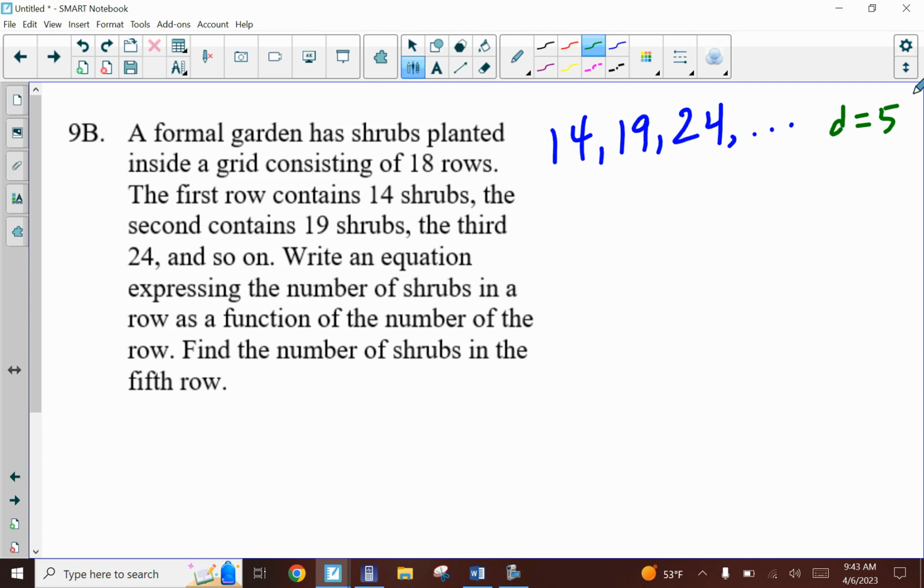Okay. So then, if we want to write a formula, it's just going to be the nth term. So the nth term is going to be the first number plus the common difference, times n minus 1, and then you just simplify it.